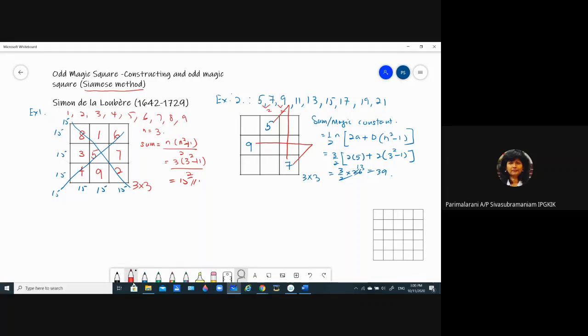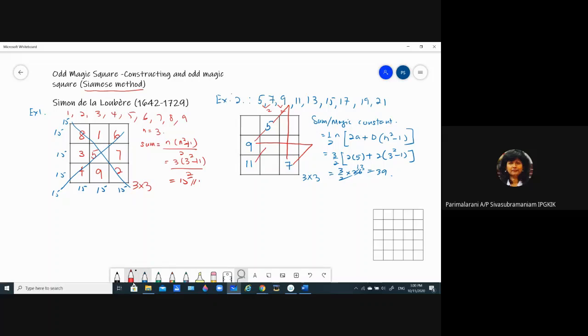Okay, so from 9, we are going to move diagonally up. We're going to go to 5, but there's already a number here. Because there's already a number here, we put the next number below the previous number. So the previous number is 9, so the next number, we are going to put it below. So we're going to put 11 here. Now from 11, we are going to go up to the right here.